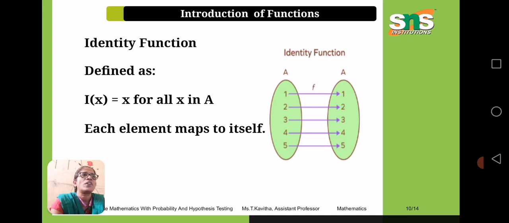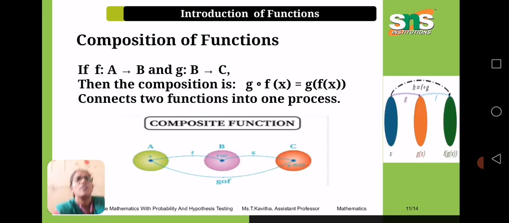Next, composition of function. We take two functions: f is a mapping from A to B and g is a mapping from B to C. Then the composition g composite f of x is equal to g of f of x. It connects two functions into one process, and is called a composite function. Here we see the image with the sets A, B, C. Mapping A to B is f and B to C is g. Then A to C is g composite f. This is the composition of functions.